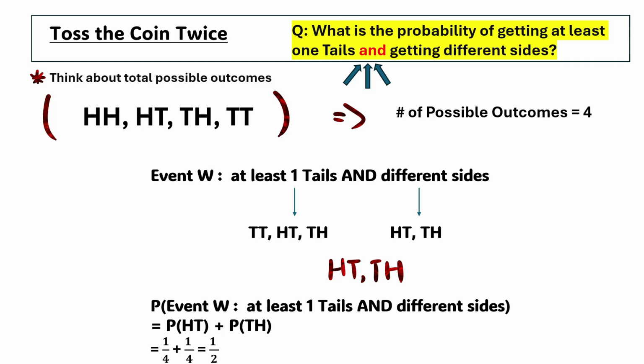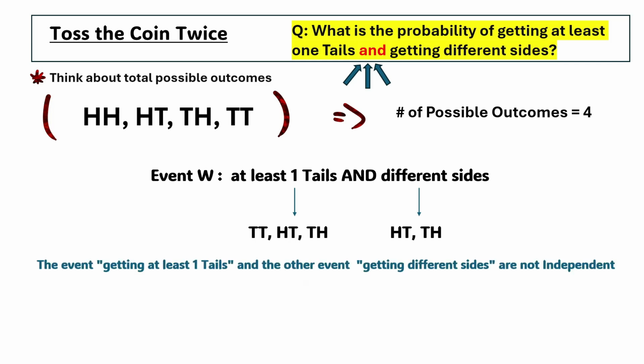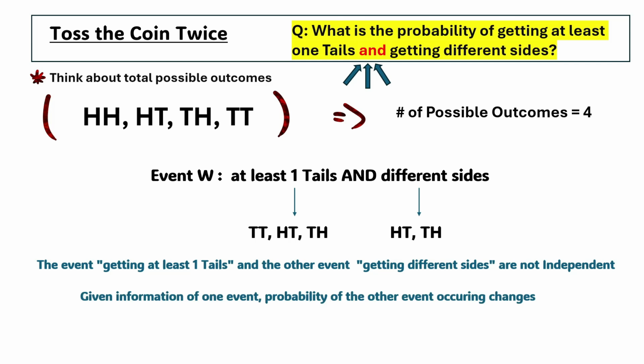Now here, I want to point out that just because we have an AND statement in the question, we cannot say that the probability of event W equals the probability of getting at least one tails times the probability of getting different sides. In this question, we cannot use this particular equation because the event getting at least one tails and the other event getting different sides are not independent. In other words, given information of one event, the probability of the other event occurring changes.